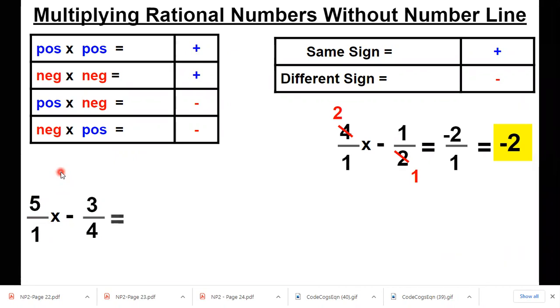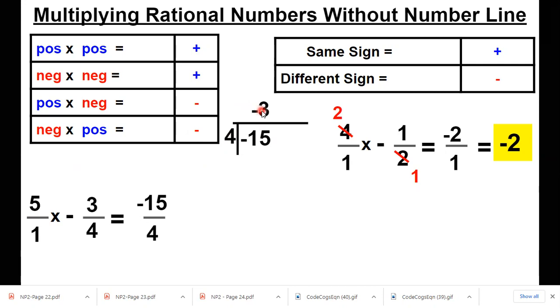5 times -3 will give me -15. A negative times a positive gives me a negative answer. And on the bottom, I have 4. So -15/4. So now I got to change this over to a decimal. So I'm going to put the -15 on the inside and the 4 on the outside over here. So now how many 4s go into -15?